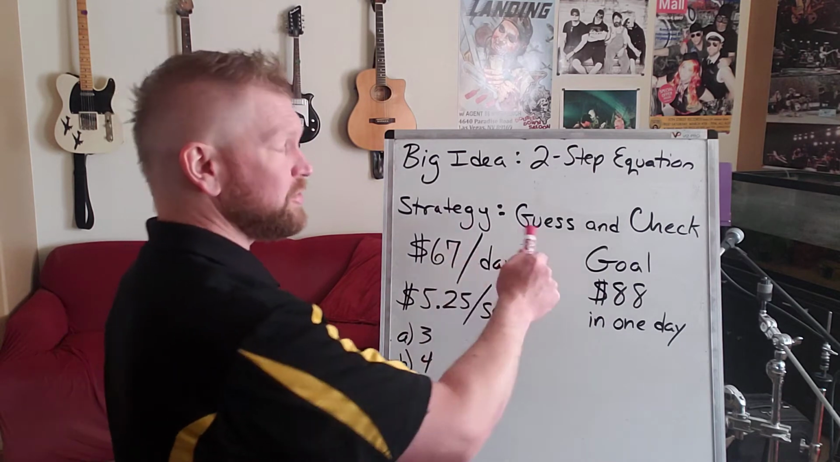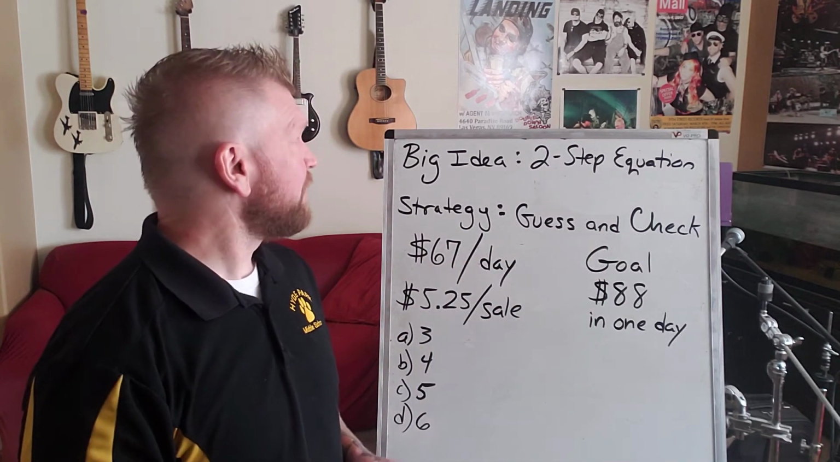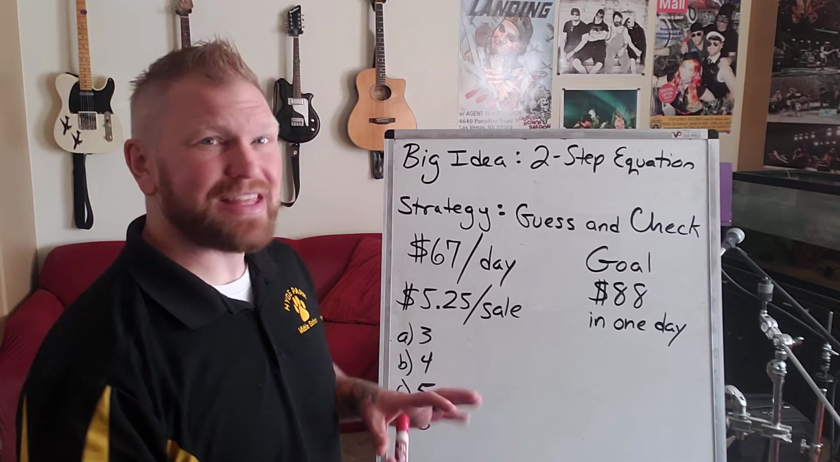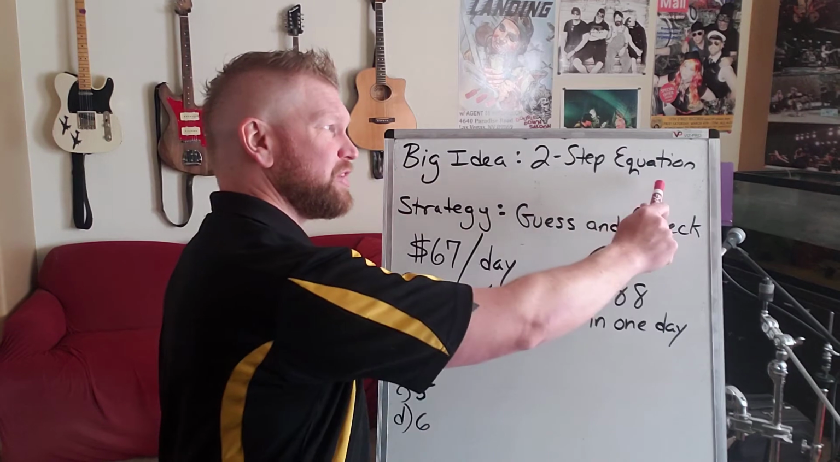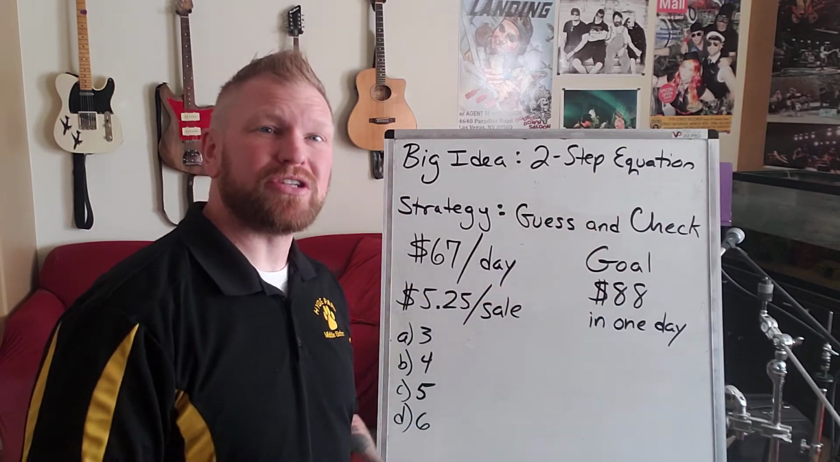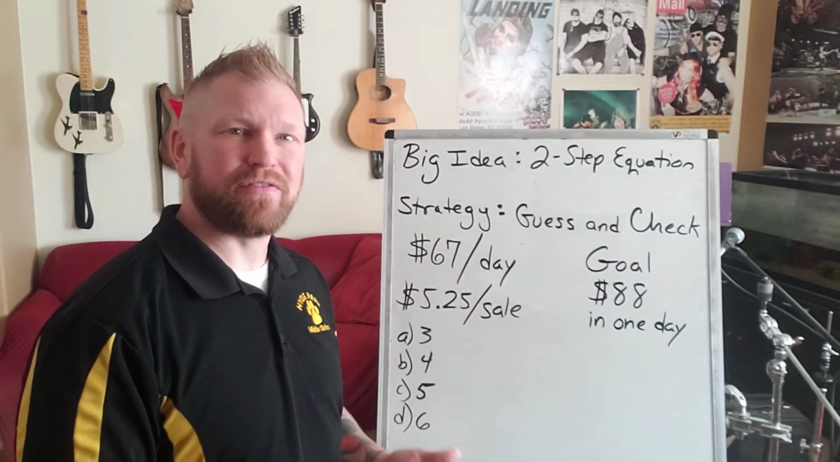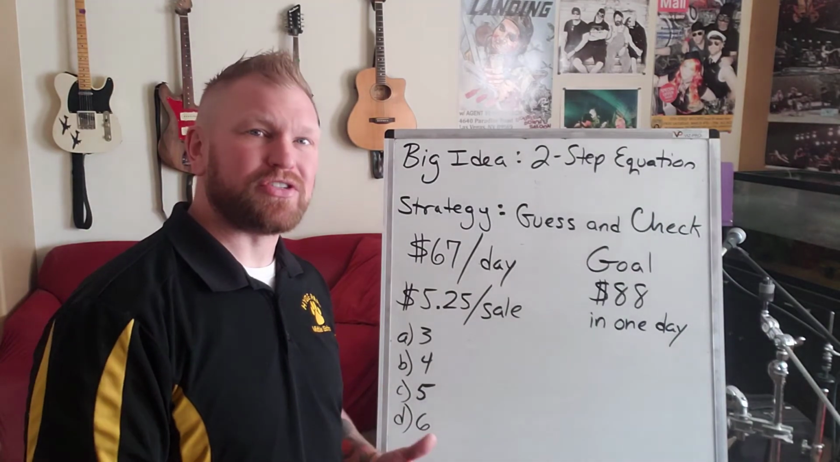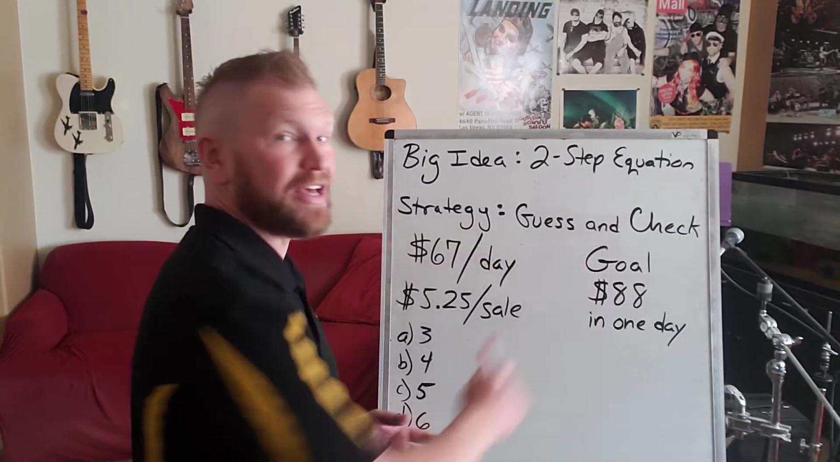The strategy we're going to use is guess and check, just like we did in the last one. And the last time we did a one-step equation, we're going to come back at the end to the idea that this is actually a two-step equation. Now, a two-step equation is an algebraic equation with a variable, but we don't need to think about algebra or variables to solve this. We could just use the strategy guess and check.